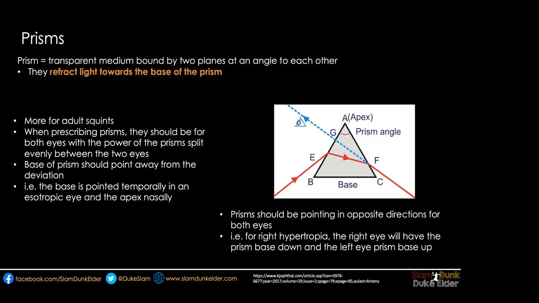But when you're prescribing a prism, it should be split between the two eyes, and the powers of the prisms are split evenly between your two eyes. And the base of the prism points away from the deviation. So I've got an example. If you've got an esotropic eye, the base is pointed temporally, okay, and the apex nasally. And the prisms should be pointing in opposite directions for each eye. But I wouldn't get too bogged down on this, it's just an appreciation that this is something that we can use.